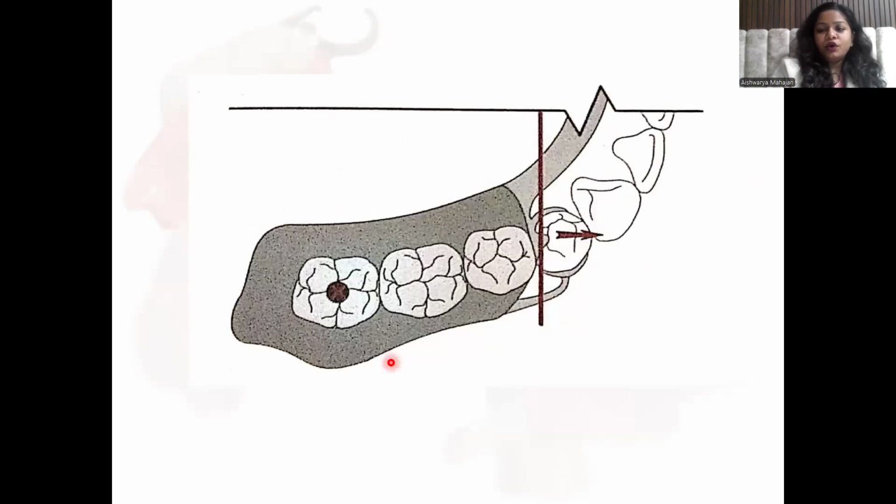prosthesis. Now, upon loading, the extension base is displaced towards the underlying soft tissue. When occlusal loads are applied, it displaces towards the soft tissue, creating a to and fro movement or a rotational movement along the fulcrum line.